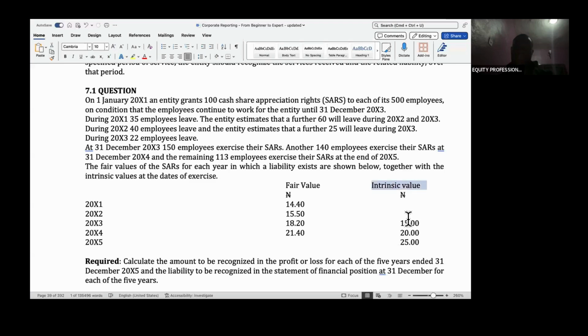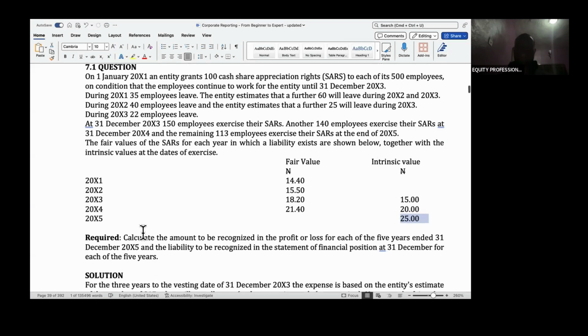They also give us intrinsic value. This intrinsic value can be used in place of exercise price, which is the amount we are going to pay the employees. This is their profits. This is what we are going to pay them. So if they had given us exercise price, we would have used exercise price. But they didn't give us that. They gave us intrinsic value. So we are good to go.